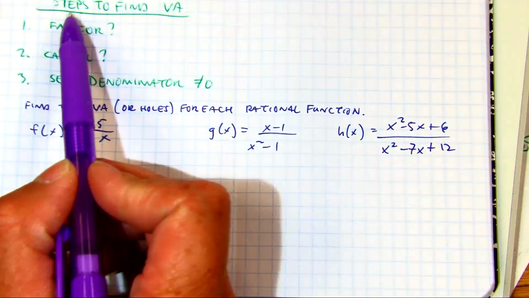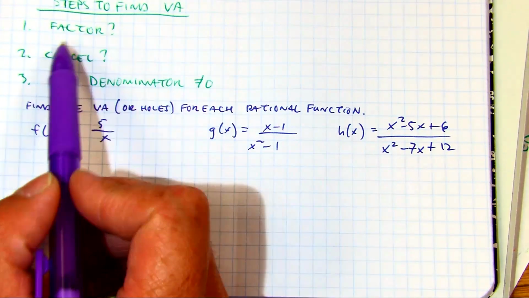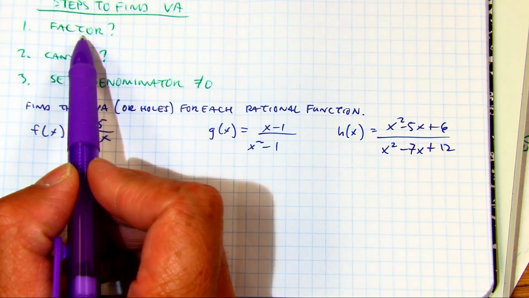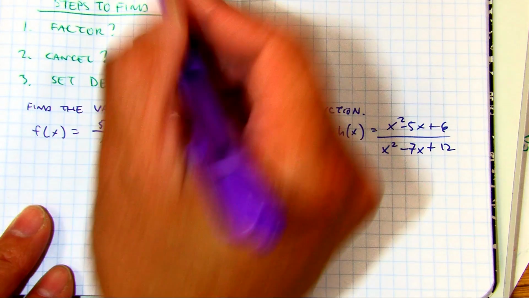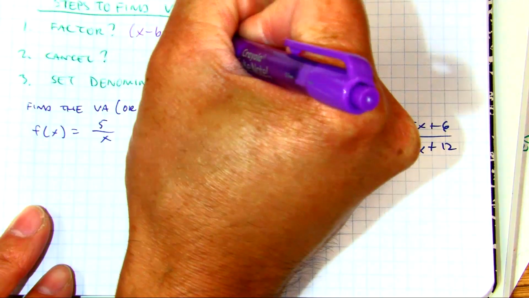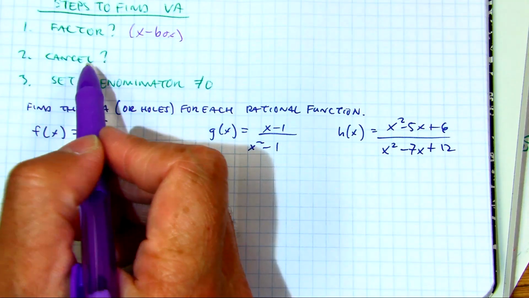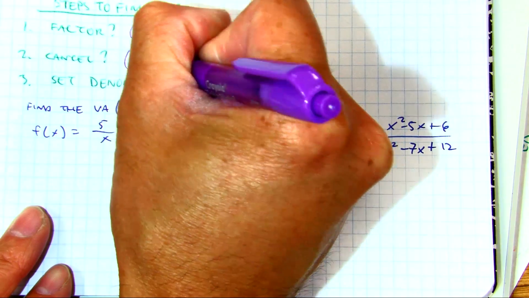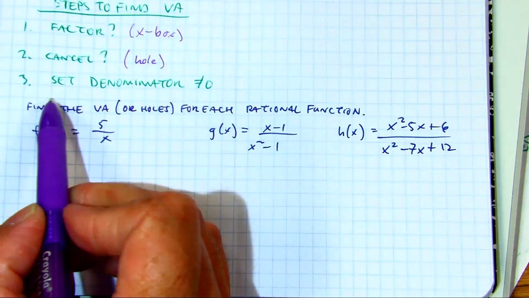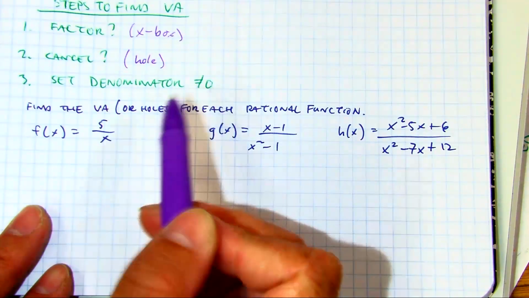Steps to find the vertical asymptote. We need to figure out, is it already factored? I'm going to be using the X-box method. And then, can we cancel anything? Well, that's going to be your removable hole. And then we're going to set our denominator not equal to 0.